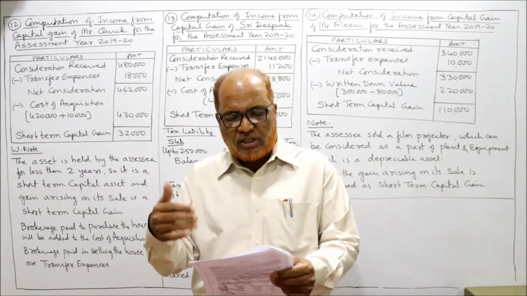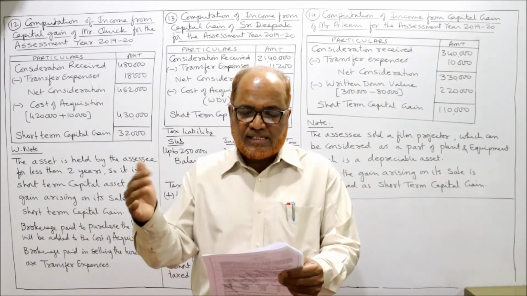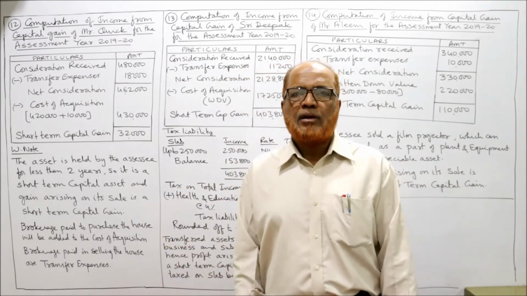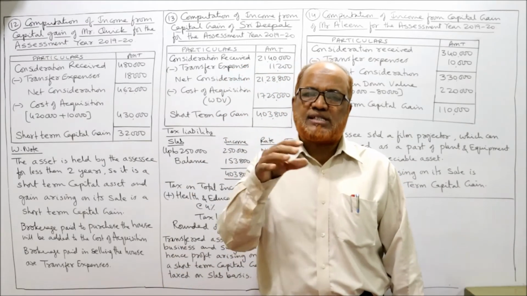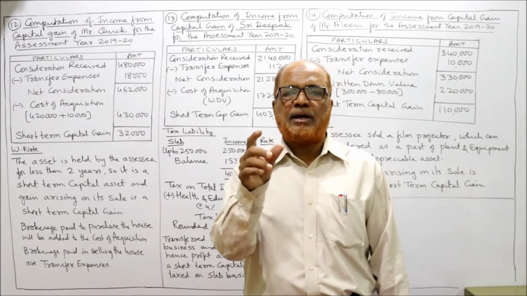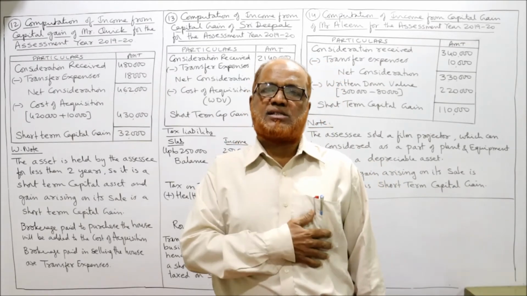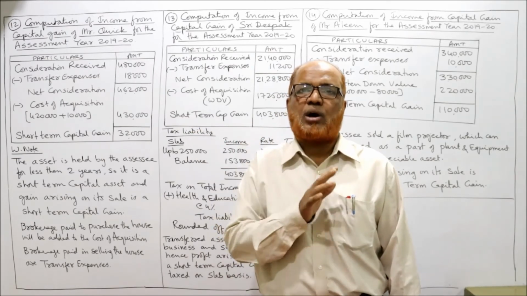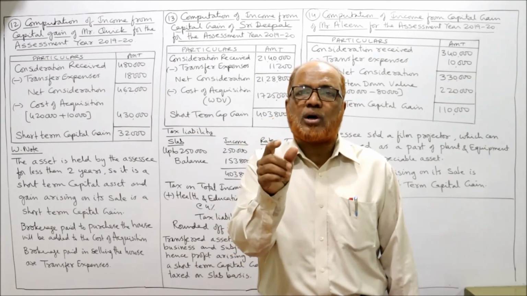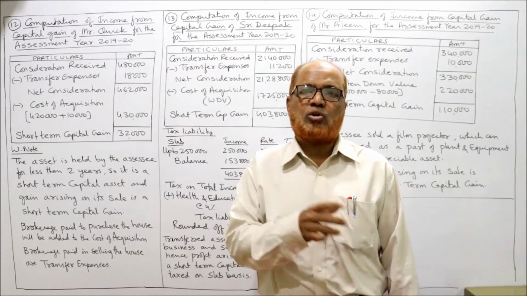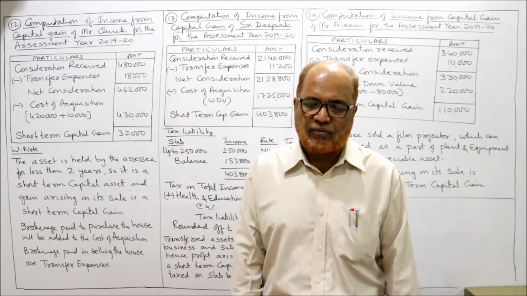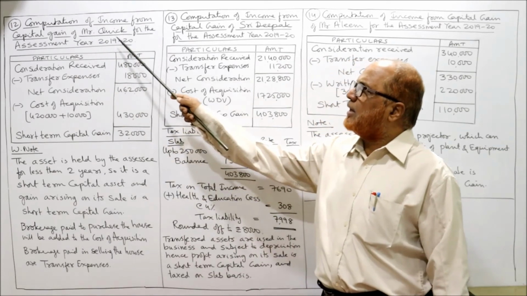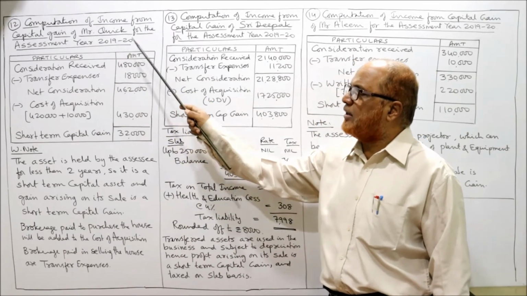Brokerage paid to purchase the house 10,000 and to sell the house 18,000. The brokerage is paid at the time of selling the house. That will become a transfer expense or selling expense. And brokerage paid to purchase the house will be treated as a part of cost of acquisition. So very simple problem. Computation of income from capital gain of Mr. Quick for the assessment year 19-20.